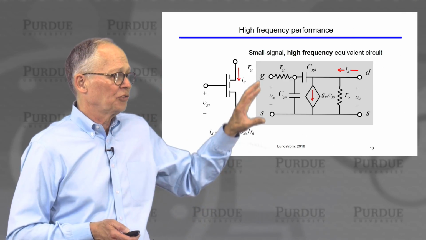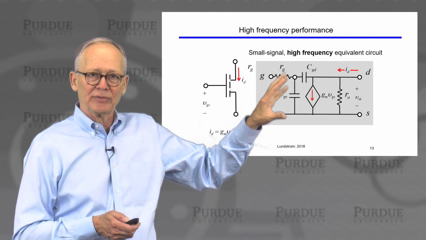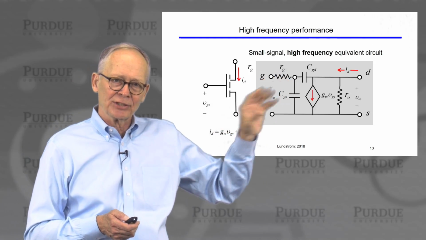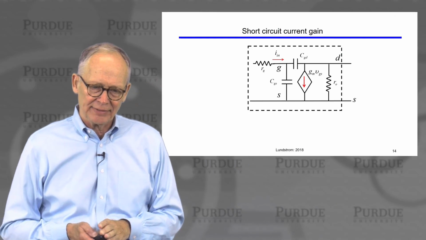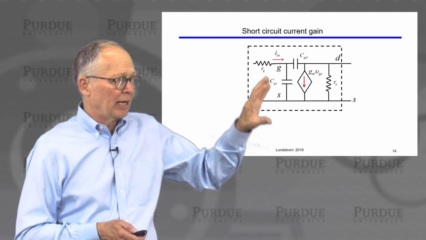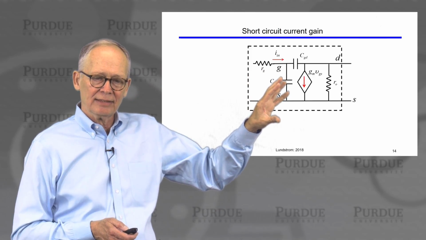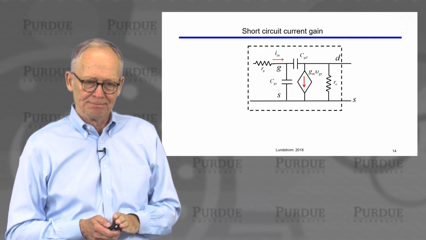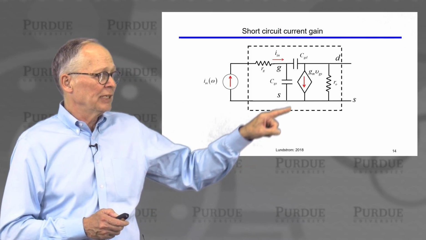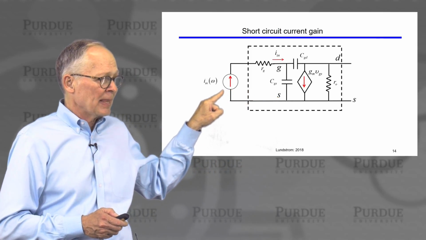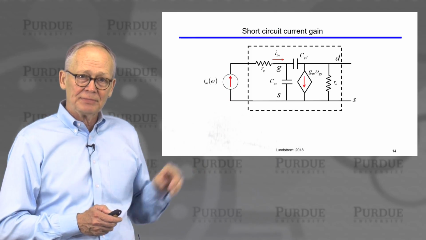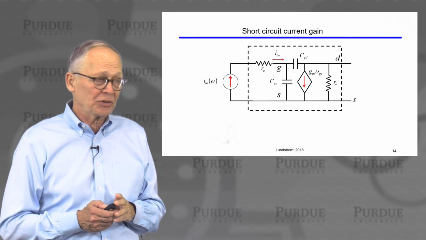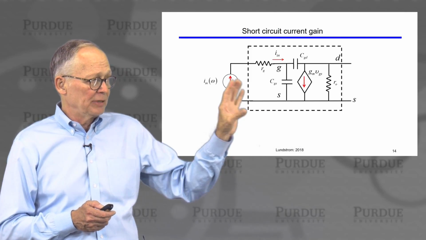So this is our small signal AC equivalent circuit. And if we analyze this circuit, we can understand how fast the device can operate. So a common measurement that is easily done is to measure the short circuit current gain. So what we would do is to connect to our transistor a current source and vary the frequency of that current source. We do that at the input.